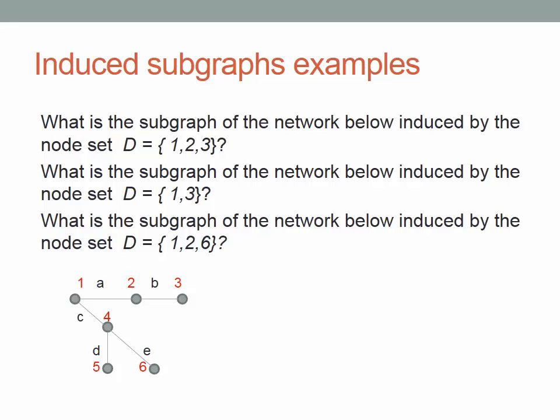So let's look at some examples. What is the subgraph of the network below that is induced by the node set 1, 2, and 3? Can you envision the subgraph induced by the node set 1, 2, and 3? What if we don't include 2? What is the subgraph induced by just the two nodes 1 and 3? Or what if we include 1, 2, and then 6? What does that subgraph look like?